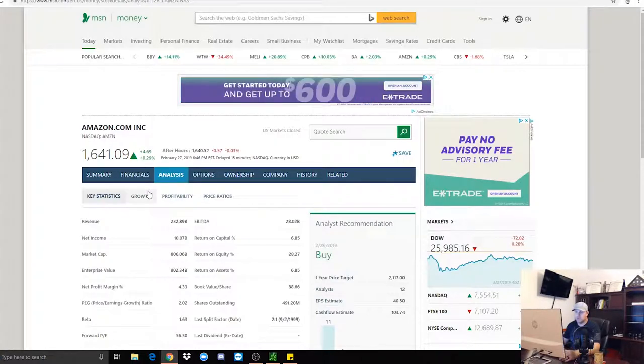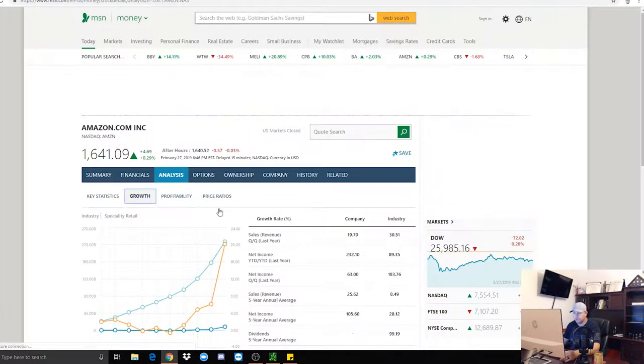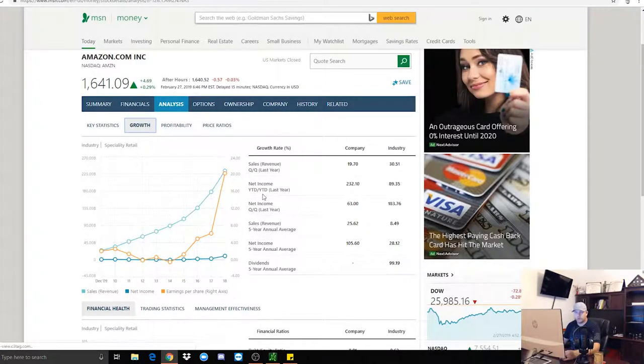So there's all kinds of things you can do with MSN Money. You can go to the growth tab here, find its sales quarter to quarter from last year, what it's done, compare those two, and basically gain an insight as to whether or not the growth rate of Amazon is growing on a quarter to quarter basis or a year to date basis.